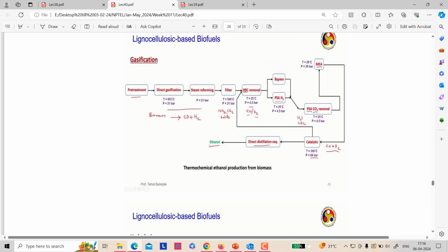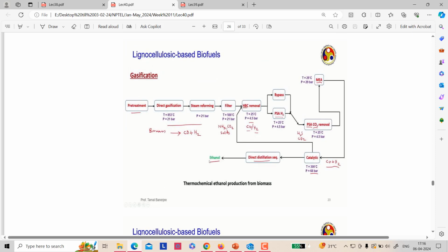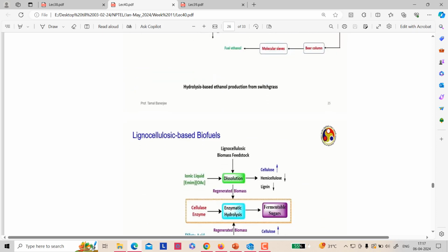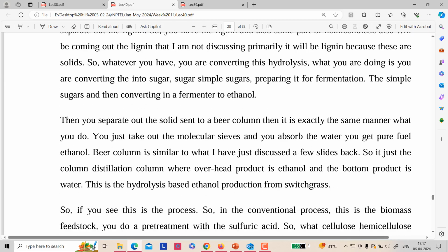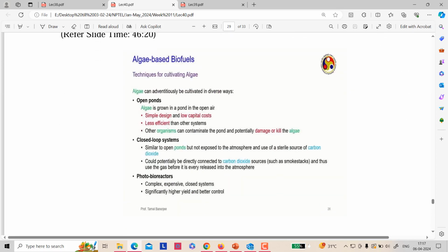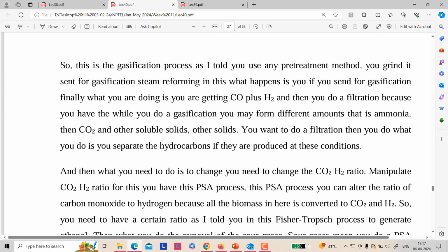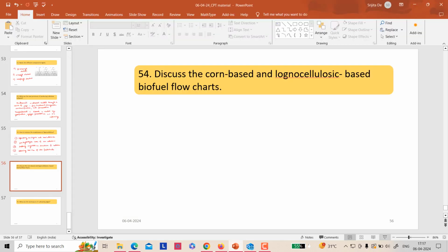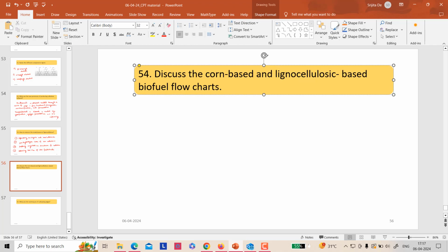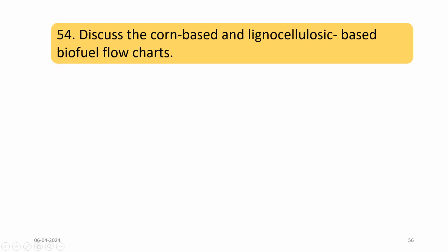Here, in the previous case the raw material was biomass, here it is switchgrass. So these are the two methods in the lignocellulosic case. So when you are asked for the flow chart, you have to write the flow chart for both the cases. And for lignocellulosic, there are two methods, one is hydrolysis based and one is gasification based.